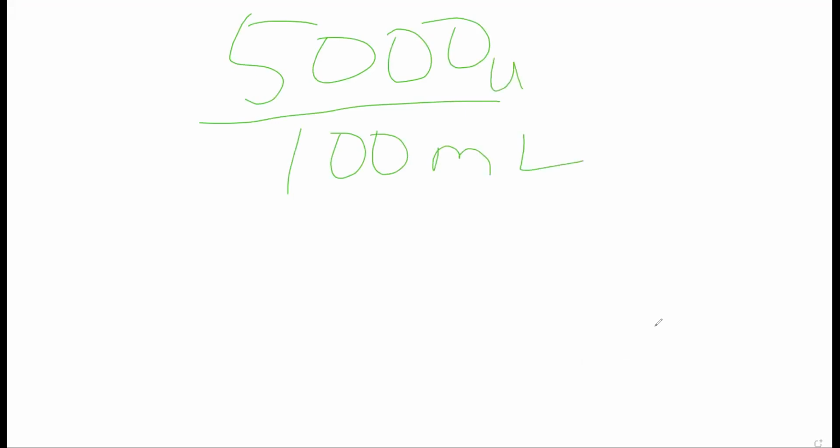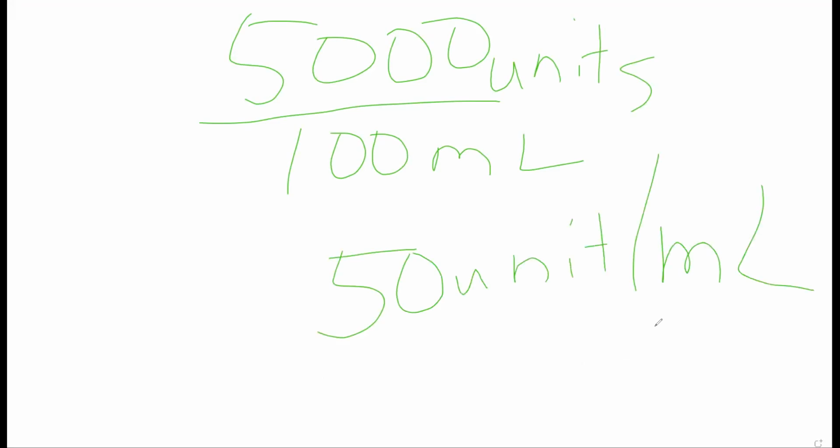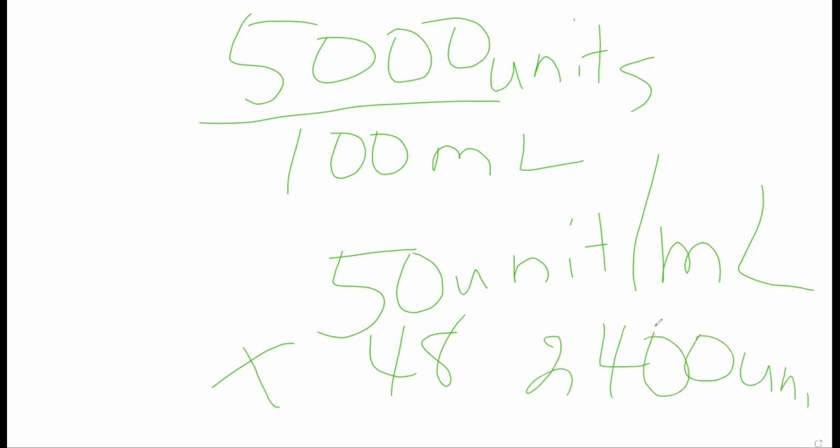Okay, we'll do 5,000 divided by 100 equals 50 units per mL. And then we're going to multiply that times the number of mLs it's running at, which was 48. And that's 2,400 units.